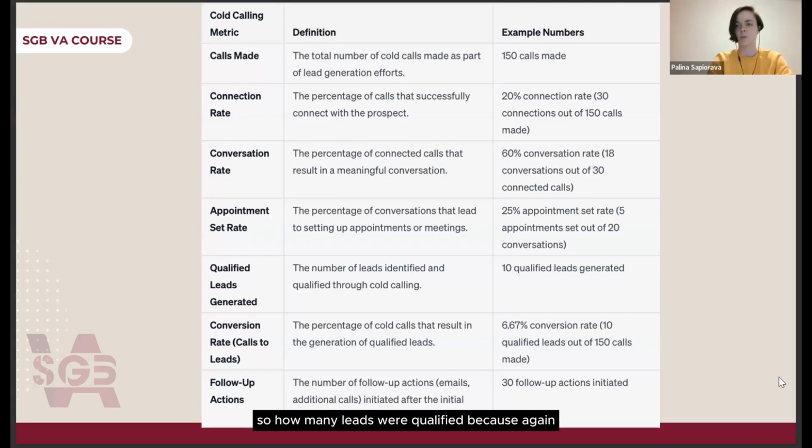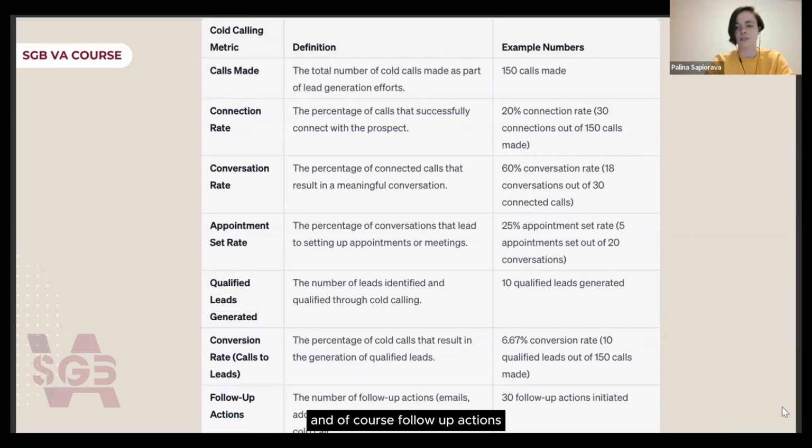Then, of course, you have such metrics as qualified leads generated. So how many leads were qualified? Because again, with a long list of cold calling prospects, it's not always easy to tell who is really qualified, for example, with their budget, probably with their decision-making abilities, and etc. And of course, conversion rate. So how many cold calls resulted in the generation of a qualified lead? And of course, follow-up actions. So how many follow-up calls you made, and etc.